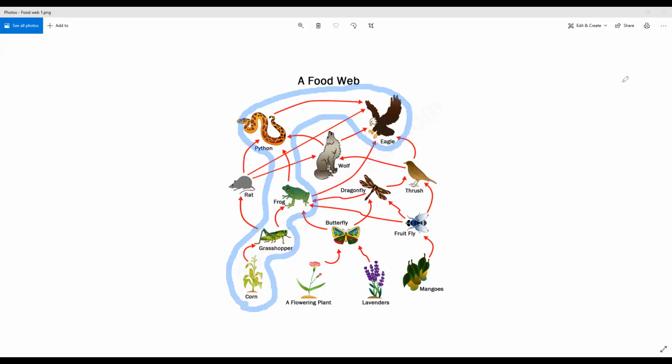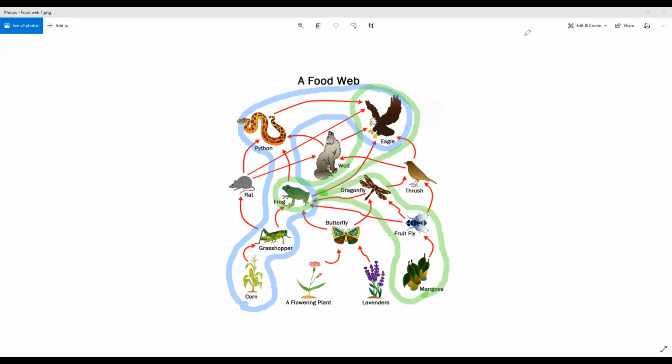Another food chain in the same area is how about mangoes that are eaten by fruit flies, which are going to be eaten by the frog, which are then going to be eaten by the python. Oh, it's getting messy. Mangoes, fruit flies, dragonfly, frog, and then let's say eagle. Just following the arrows here. Oof. So the overlap is the frog.